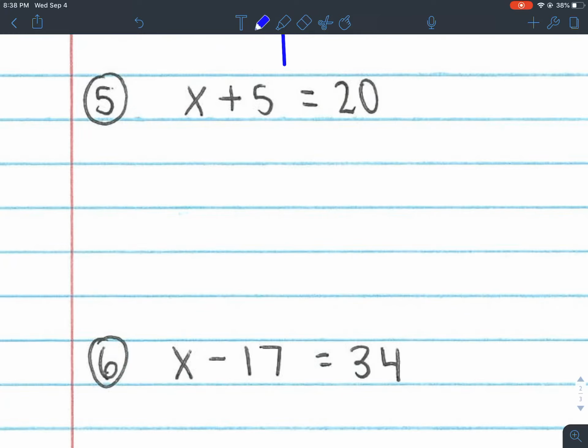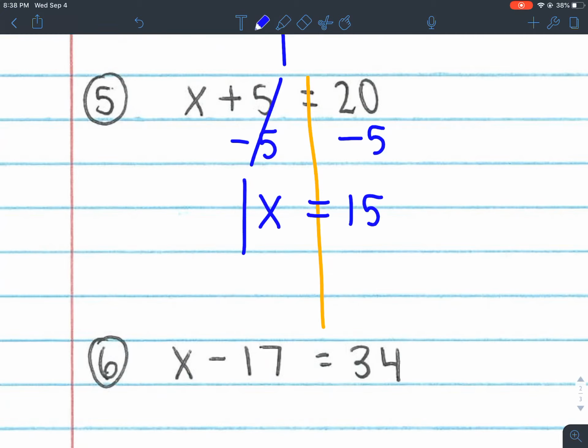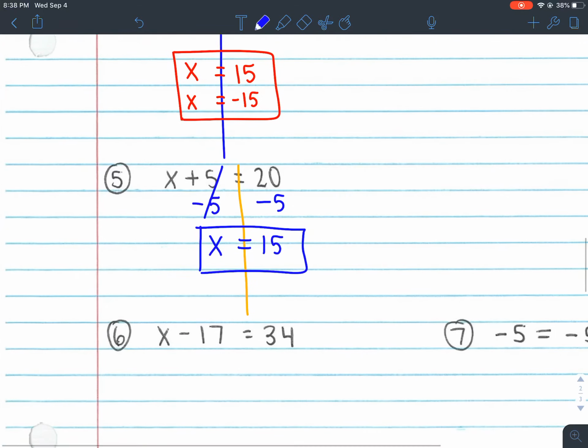I have x plus 5 equals 20. I want to get x by itself. So in order to do that, I'm going to subtract 5 from both sides. Oops, I forgot to draw my wall. My bad. Okay, so this is going to cancel, and I have x equals 15. And that is it. And I can check it because 15 plus 5 is 20. So I can always plug it back in.